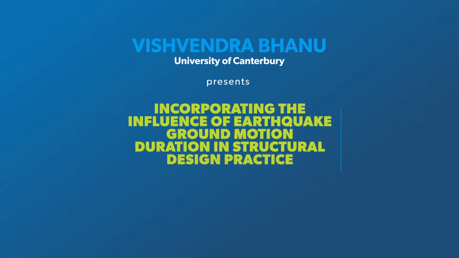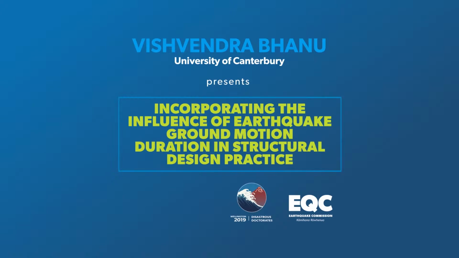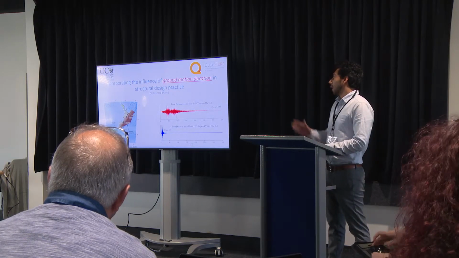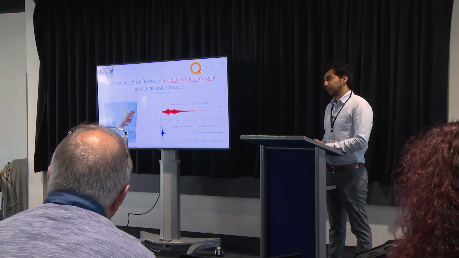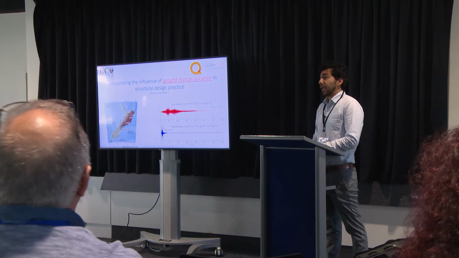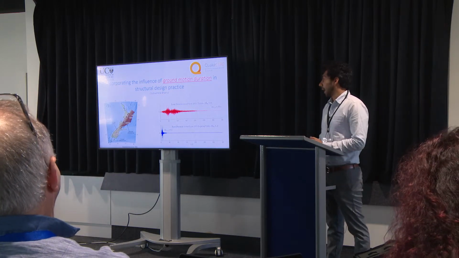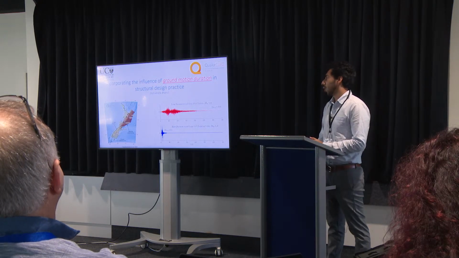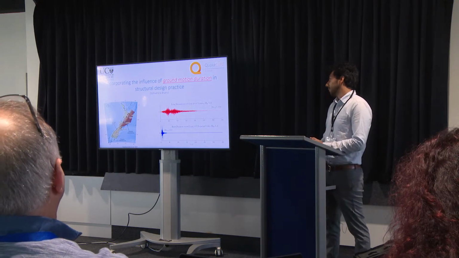I'm studying at the University of Canterbury and trying to incorporate the effects of earthquake ground motion duration in structural design practice. As you see here, we have two ground motions, and clearly they both have very different durations. So the blue one here is an example from a shallow crustal event, which is very frequent, and the red one is from a rather uncommon megathrust subduction event.